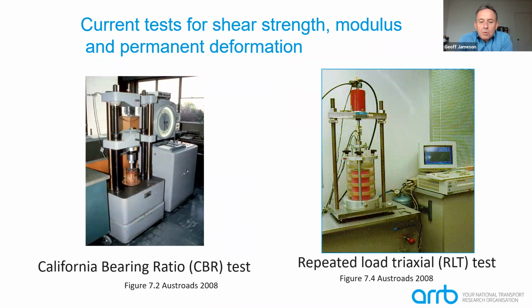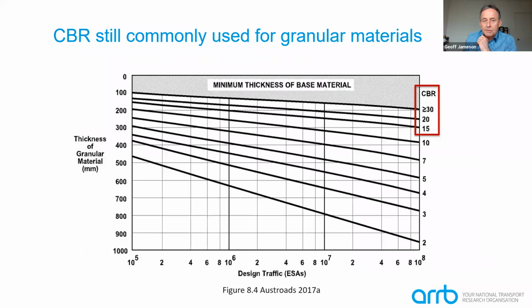So some of the tests that we use for granular materials in terms of strength, modulus and deformation: we use the California bearing ratio test. It's still used in Australia. And there is some use of the repeat load triaxial test, but not widely, but it is used in Australia, particularly where you're talking about recycled materials and comparing those to new granular materials that can be used in specifications for granular materials that include recycled materials.